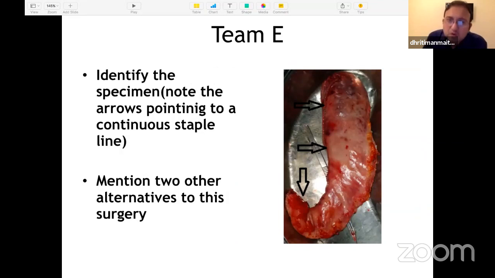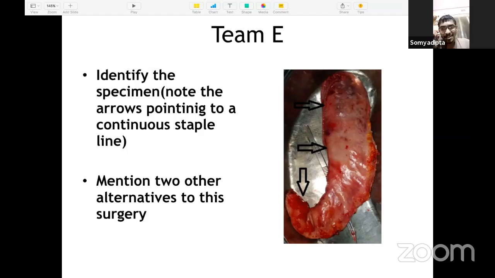Identify the specimen. Note the arrows pointing to a continuous staple line. Mention 2 other alternatives to this surgery. This question goes to Soumya Deepta. I can tell you which organ it is, or I can tell you what condition the patient underwent this surgery for. Which clue do you want?